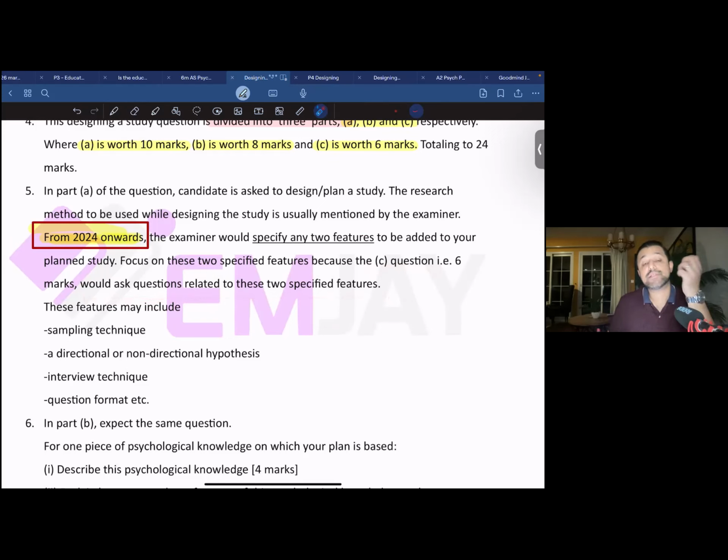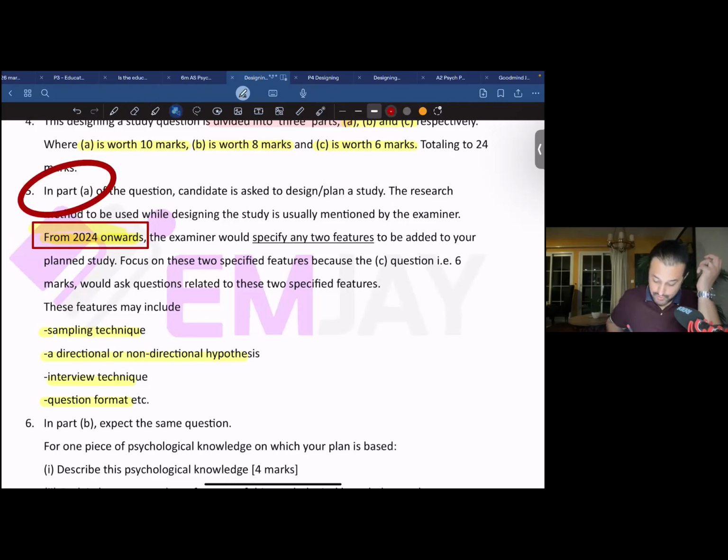Now, what happens is the examiner asks you to add a couple of features. They specifically ask you to add 2 features. If we have a look at the specimen paper, we see that the examiner has asked to include a sampling technique, a directional or a non-directional hypothesis, interviewing techniques, question format, etc. Could be anything else as well. Now, this was part A.